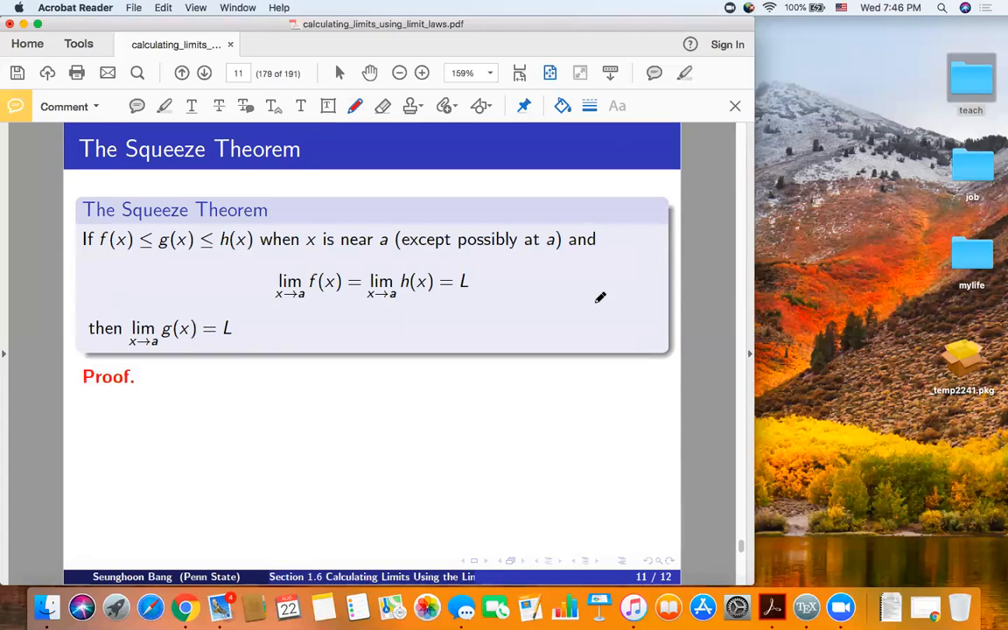So what does it mean? This is like a graph. So g of x is between f of x and h of x. This is like a good graph. The good graph, like this one. I can prove it by using an algebraic method.